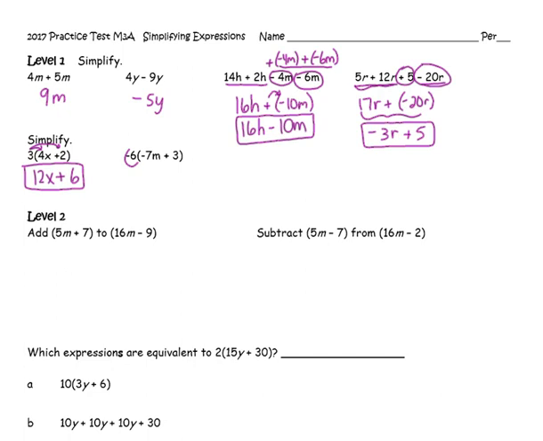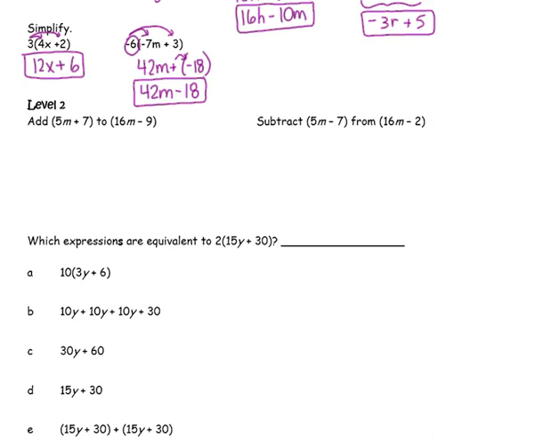Next, distribute the negative 6 to the first and the second term. Negative 6 times negative 7m is positive 42m. Negative 6 times 3 is negative 18. You can rewrite adding a negative as simple subtraction, 42m minus 18. Either one of those answers would be acceptable. These are unlike terms, they cannot be combined.